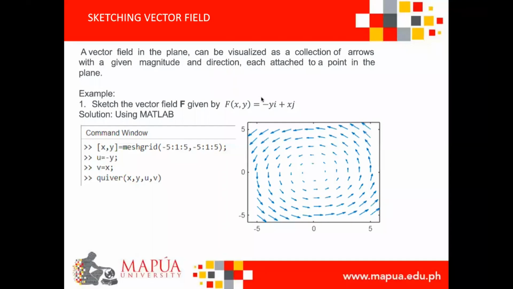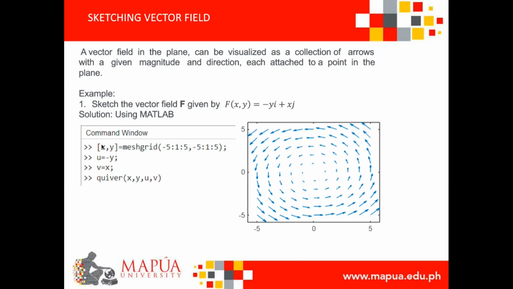Here is the sketch of the given vector field f of xy equals negative yi plus xj using MATLAB. As you can see, I already have here the command that we will use to graph the vector field. So we will use the meshgrid and quiver commands. There will be a separate lesson for this. But for now, let us use this syntax to graph the given vector field f of xy equals negative yi plus xj.